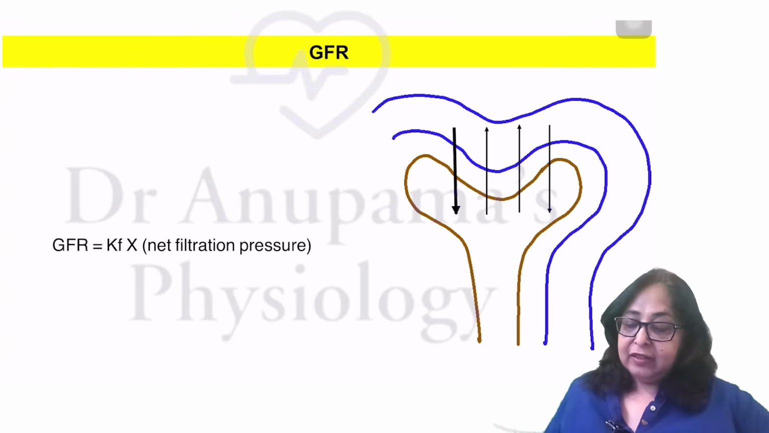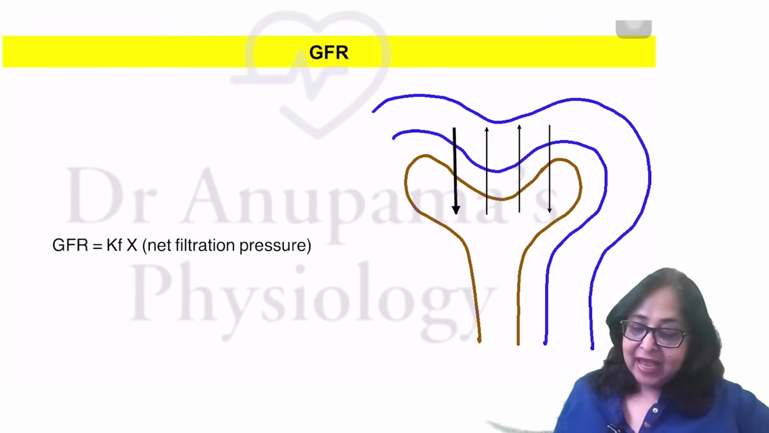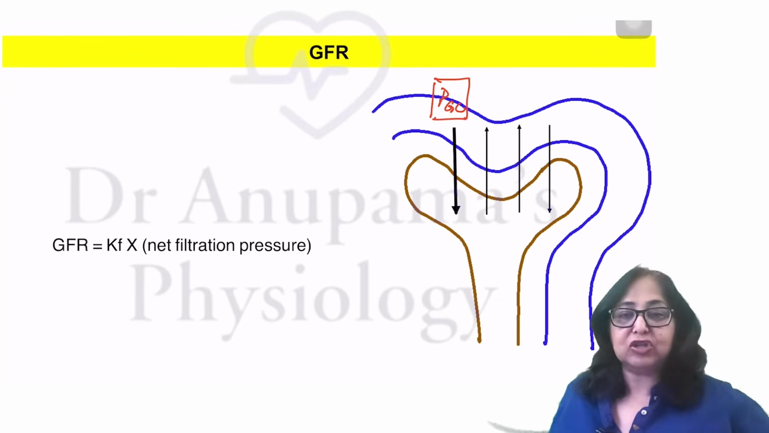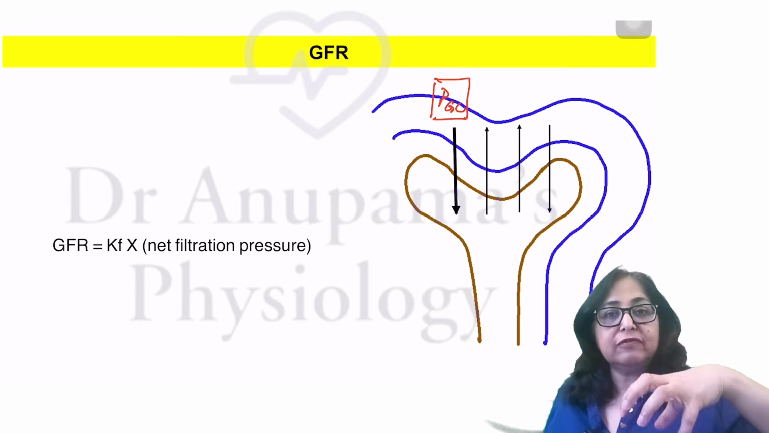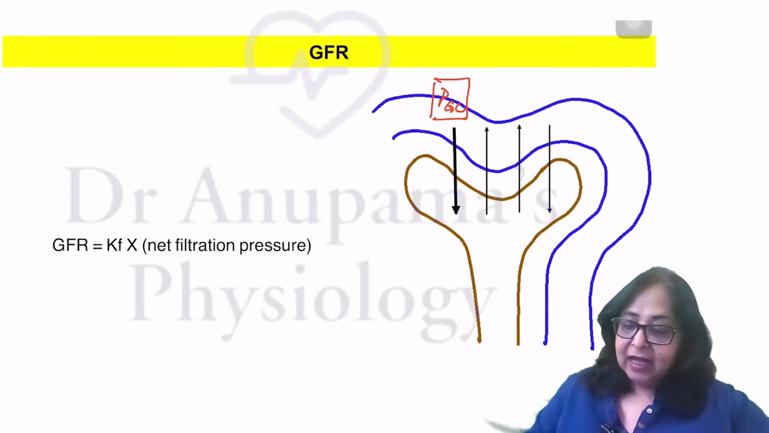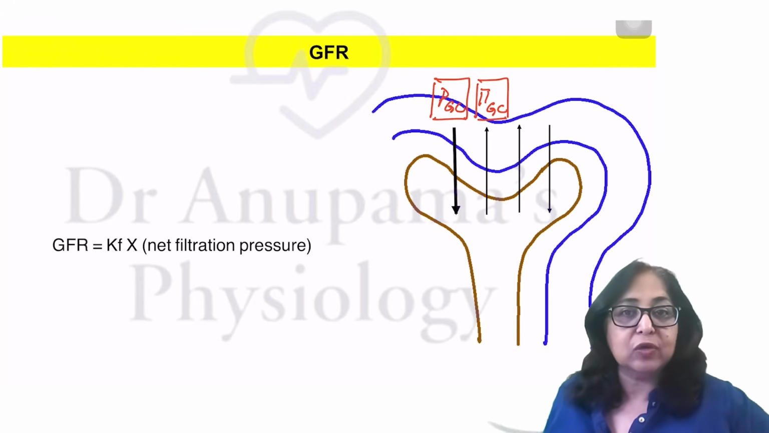Now, the filtration in the glomerulus requires these pressures. And what are these pressures that we are talking about? Number one is the glomerular capillary hydrostatic pressure, which is a push force. It pushes the fluid out of the glomerular capillaries into the Bowman space. A pull force of the glomerular capillaries is pi GC, colloid osmotic pressure of the glomerular capillaries.